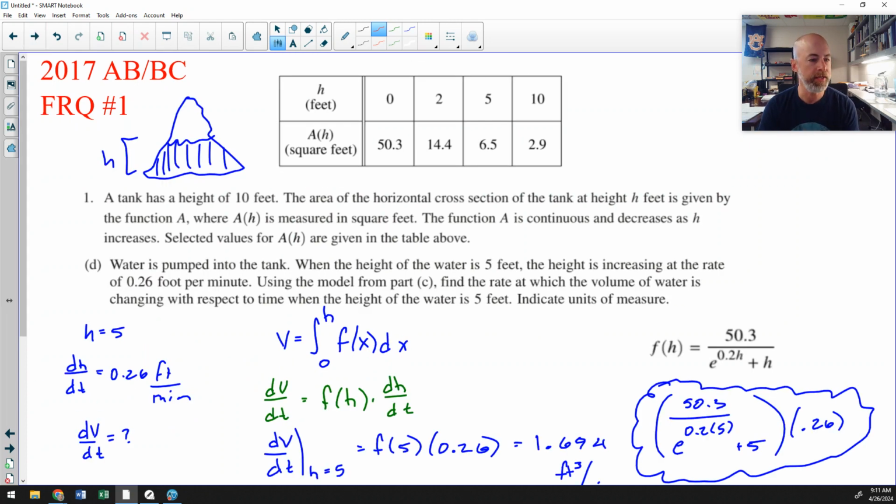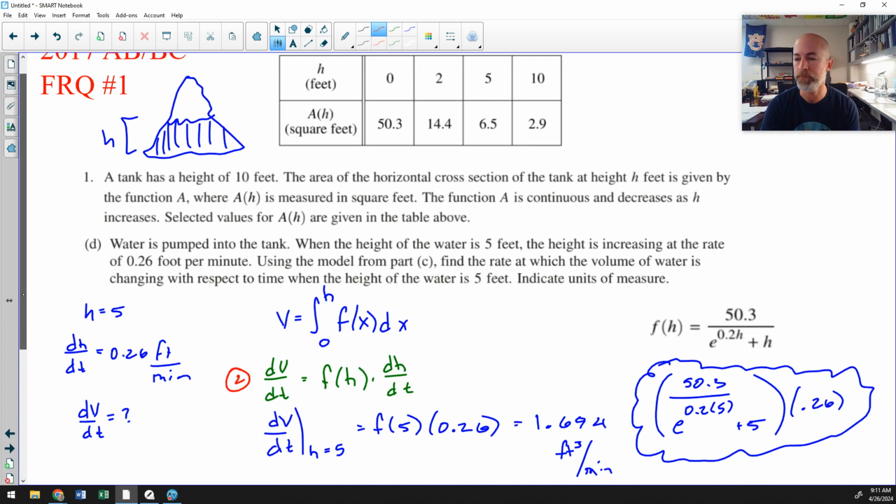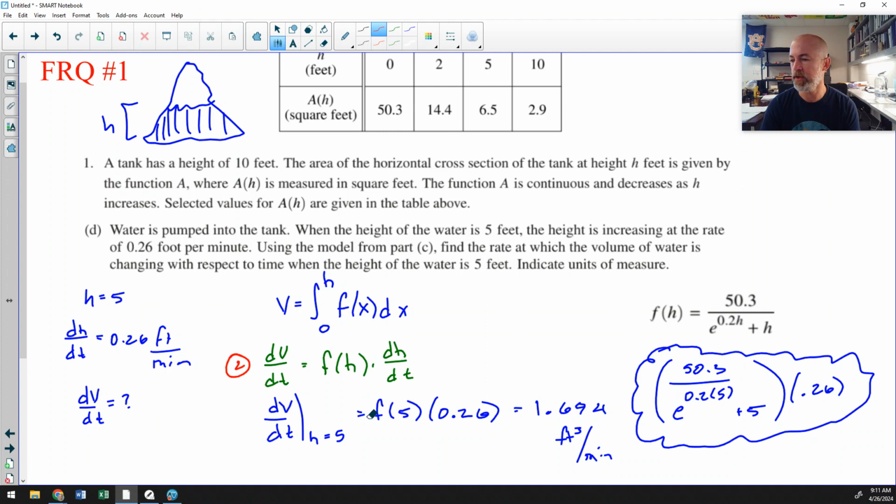And then part D, this is a 3-point question. You got 2 points for the derivative. I don't know how they broke that down. They may have given you 1 point if you had f of h but forgot the dh/dt, but it was worth 2 points. And then you got 1 point for the correct answer over here. So this is a 3-point question. And that is your 2017 number 1.